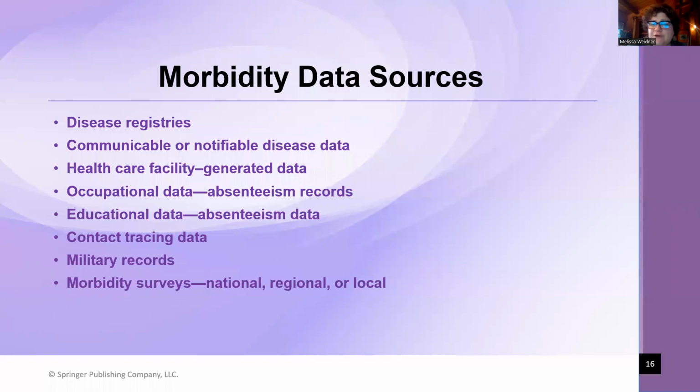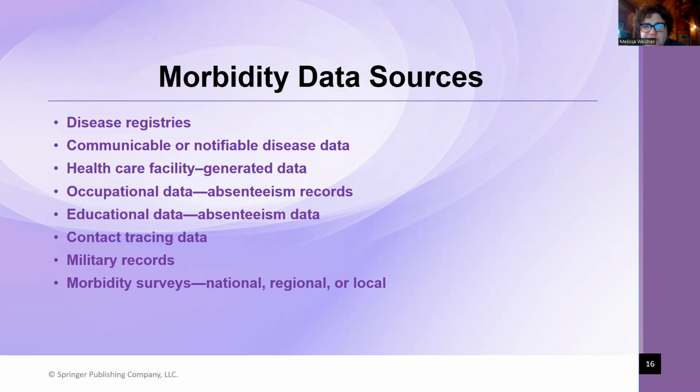So where do we get our data? For morbidity rates, these can be primary sources or secondary sources. There are disease registries. There are communicable diseases that you need to be notified. There are some that are national, and there are some that are statewide. For instance, gonorrhea and syphilis are ones that have to be reported in the state of Pennsylvania.